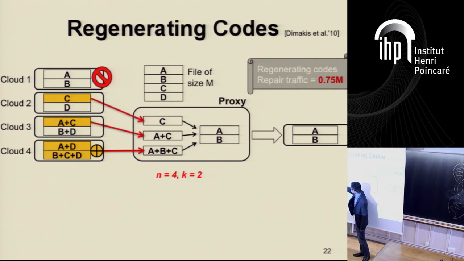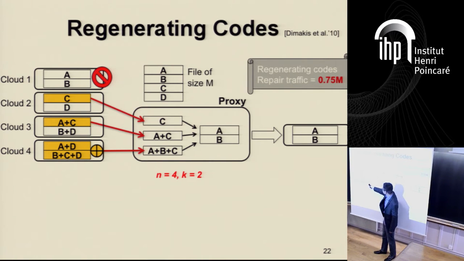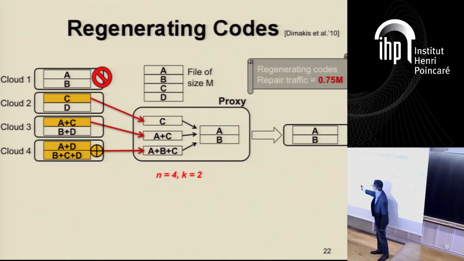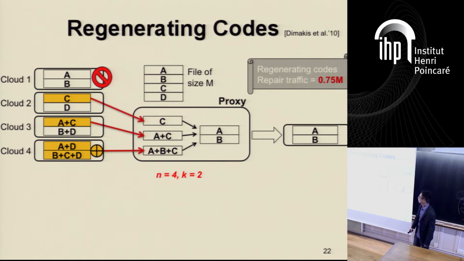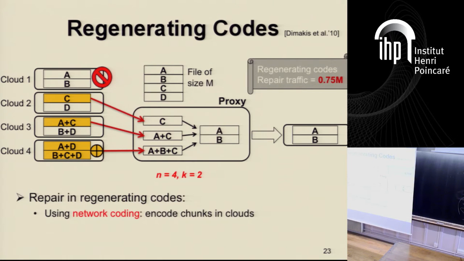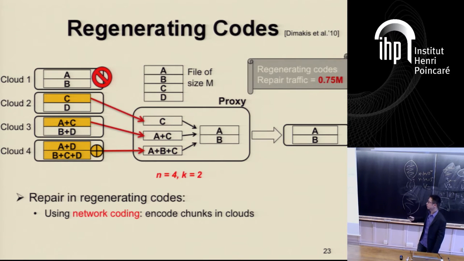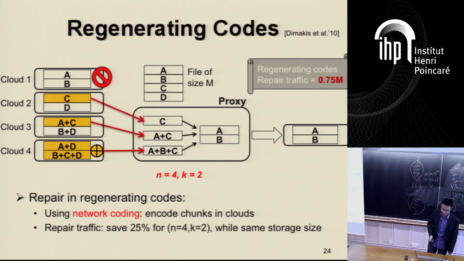We can see that the cloud 2 transmits C, cloud 3 transmits A plus C, and the cloud 4 does an XOR operation of all these chunks, A plus D XOR B plus C plus D. Then we delete the D, so we can get A plus B plus C, then we can solve for A and B and repair the lost data. So this is the basic scenario to use network coding to reduce the repair traffic relative to Reed-Solomon code. And the repair traffic in this scenario is saved by 25%.